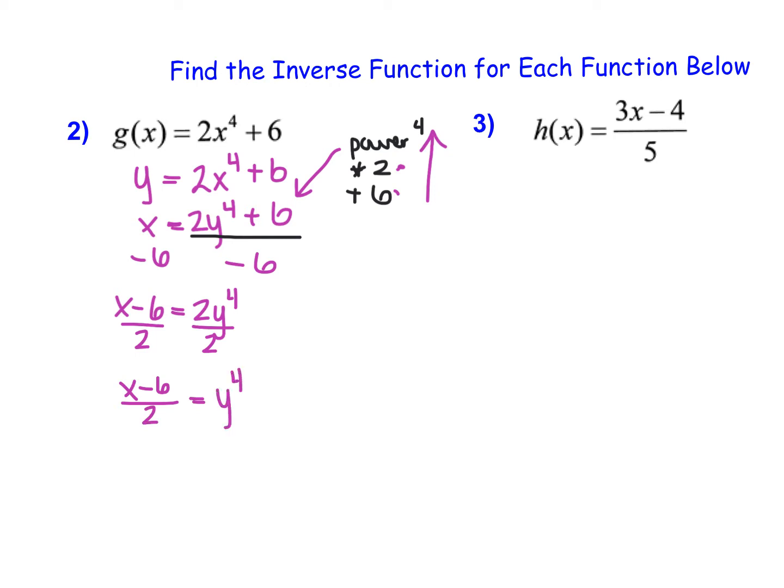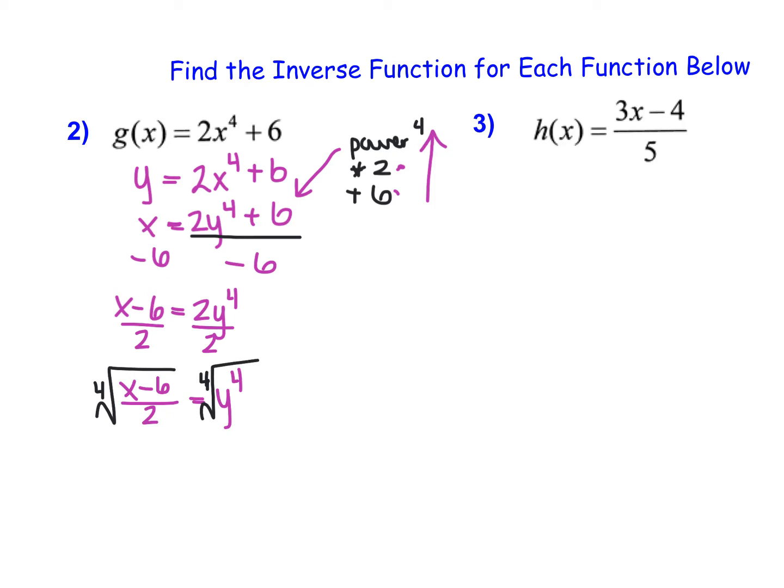Then, finally, in order to get my y value completely by itself, I need to essentially have the opposite of the power of 4, or I need to undo that power of 4 that is happening to y. Well, to undo a power, we use a root. So we're going to take the fourth root of y to the fourth, which means we also have to take the fourth root of the other side.